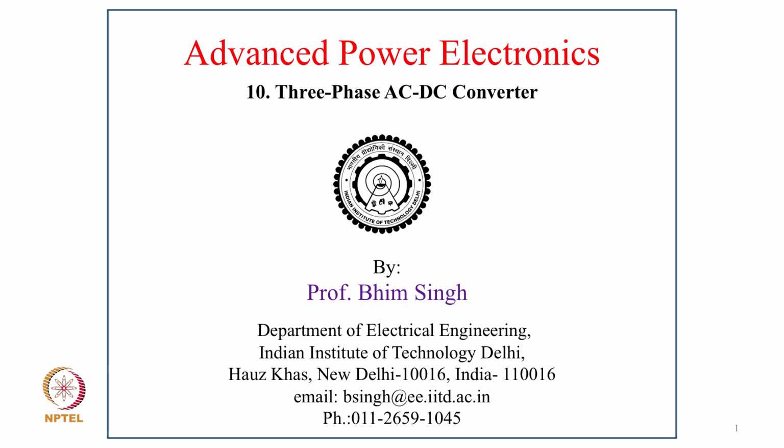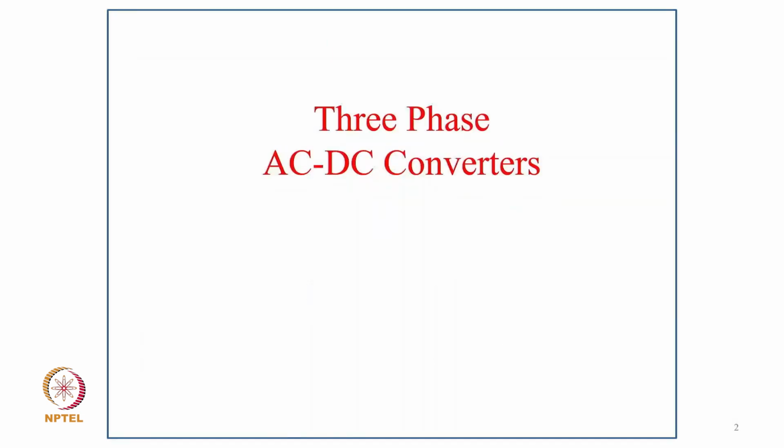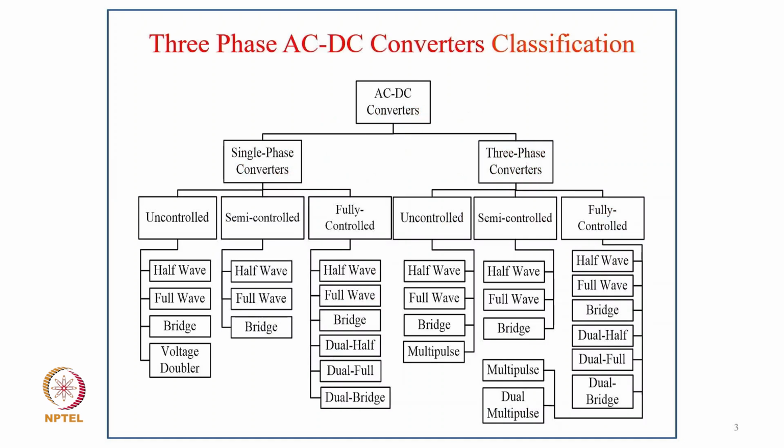Welcome to the course on Advanced Power Electronics. We'll cover today's topic, three-phase AC to DC converters. In three-phase AC to DC converters, we talk about classification. I talked earlier also that we classify three-phase AC-DC converters in three broad categories: fully controlled, semi-controlled, and uncontrolled.